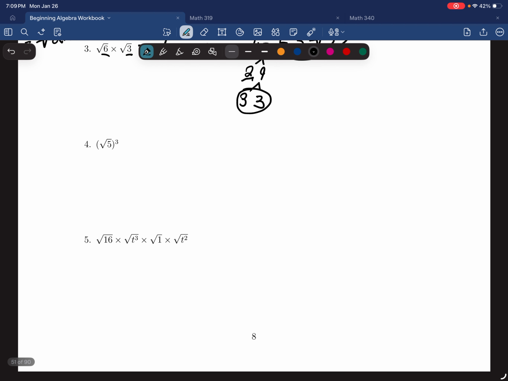Now looking at example 4, we have the square root of 5 cubed. And I encourage you to pause the video and try this one. And assuming you have given it a go, let's go through it. So we know that something cubed means that we're going to take it and multiply it by itself 3 times. So what this is, we get the square root of 5 times the square root of 5 times the square root of 5.